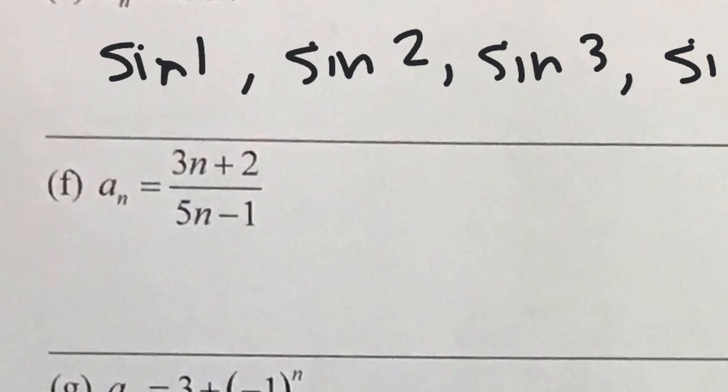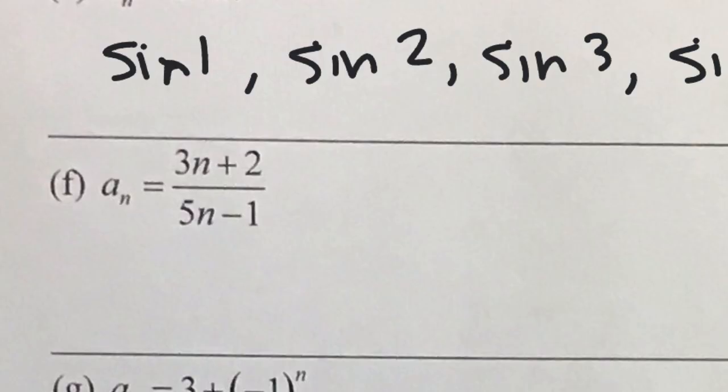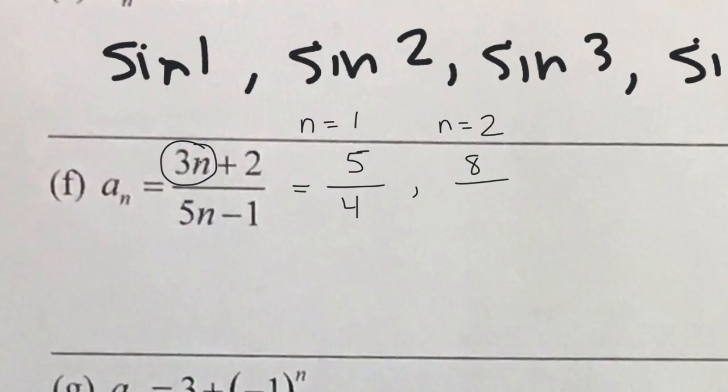Let's look at f. 3 times 1. Remember, n equals 1. We're going to plug in 1, 2, 3, 4, 5. So if n equals 1, that's 3 times 1 plus 2, which is 3 plus 2, which is 5. And 5 times 1 minus 1 is 4. So there's your first term. What if n is 2? Then 3 times 2 is 6. 6 plus 2 is 8. 5 times 2 is 10. 10 minus 1 is 9. So we have 8 ninths.